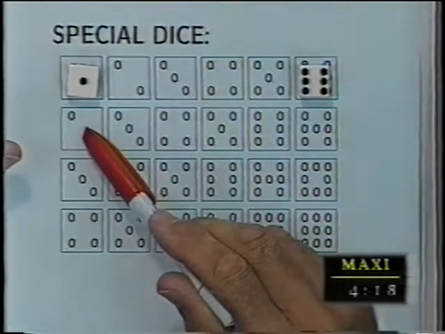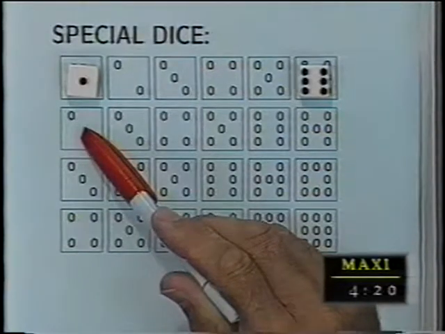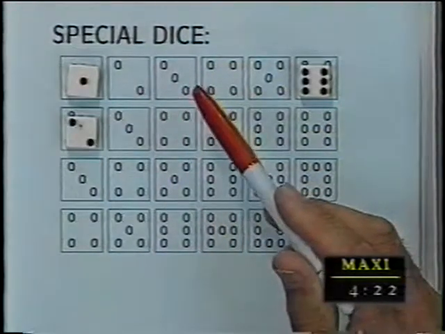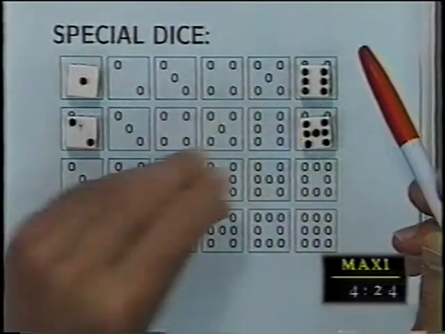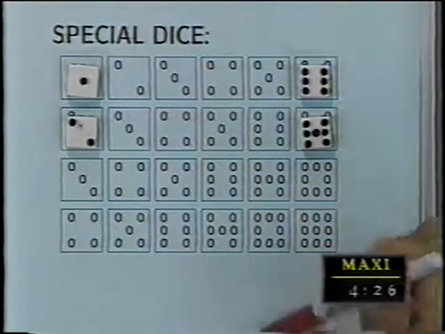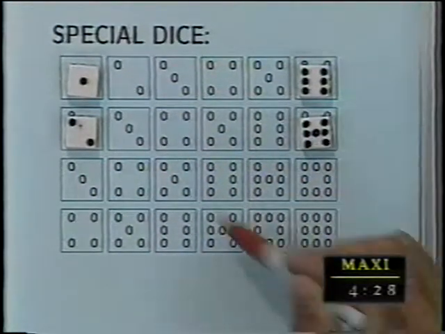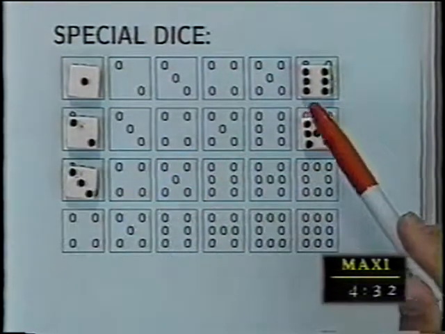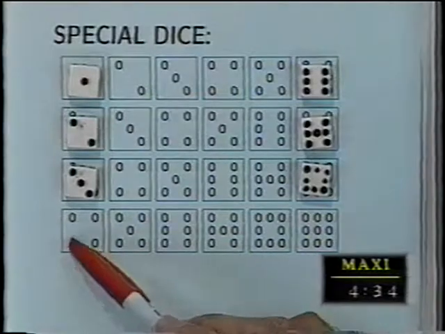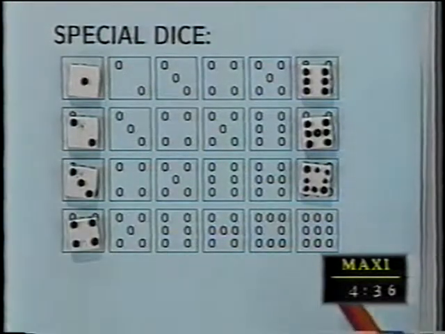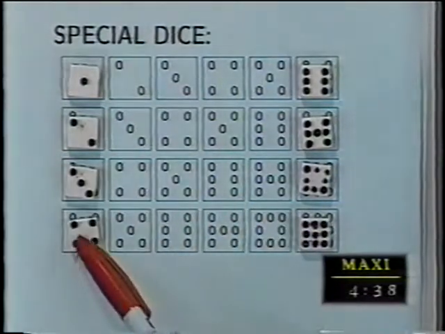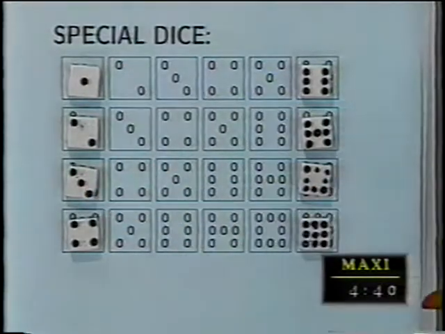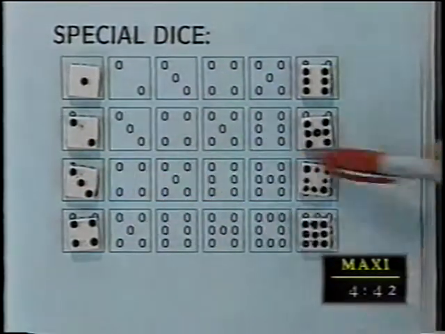Another pair of dice starts out at 2 and goes up to 7. So there's 2, 3, 4, 5, 6, 7 on that pair of dice. This pair of dice starts out at 3 and goes up to 8. This pair of dice starts out at 4 and goes up to 9. There's no 1, 2, or 3 on this. There's no 2 or 1 on this. There's no 1 on that set of dice.